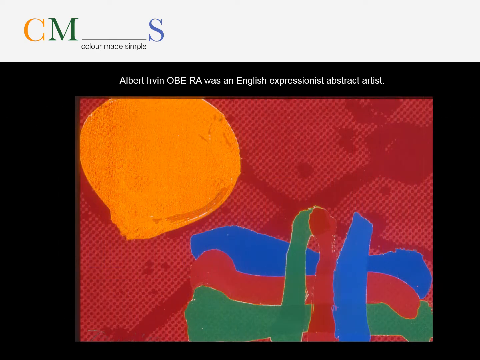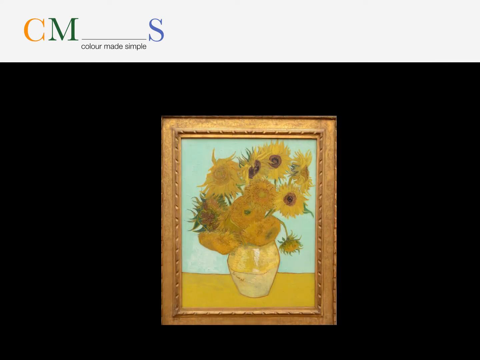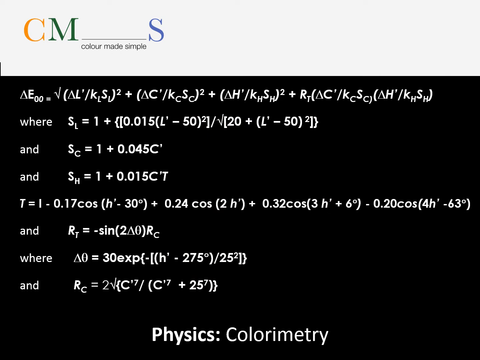The range in interest in colour is extraordinary. From the arts, in this case a dynamic screen print by Albert Irvin, an English expressionist abstract artist, and Sunflowers by Van Gogh. Mathematics and physics. Colour scientists have developed colour difference equations to mathematically describe as closely as possible how we perceive differences between colours which are close matches. Here we have the equations for the latest CIE DE 2000.